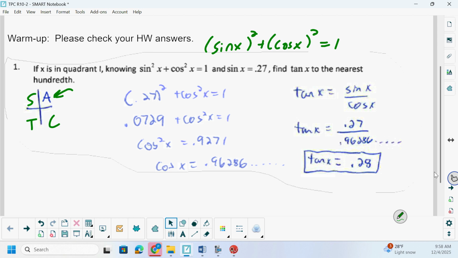Tangent is always sine divided by cosine. And the reason for that is tangent is always O over A. And if you do sine, which is O over H, divided by cosine, which is A over H, and did a keep change flip, that's O over H times H over A. The H's wipe out, and it gives you O over A, which is the same as tangent. So if we divide the sine amount they told us in the question, 0.27, divided by what we just got for cos, and then round to the nearest hundredth, you get 0.28.